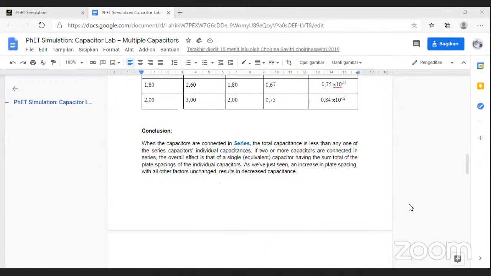And the conclusion for this series of capacitors is: when the capacitors are connected in series, the total capacitance is less than any one of the series capacitors' individual capacitances. If two or more capacitors are connected in series, the overall effect is that of a single equivalent capacitor having the sum total of the plate spacings of the individual capacitors, as we have just seen, and an increase in plate spacing with all other factors unchanged results in decreased capacitance.